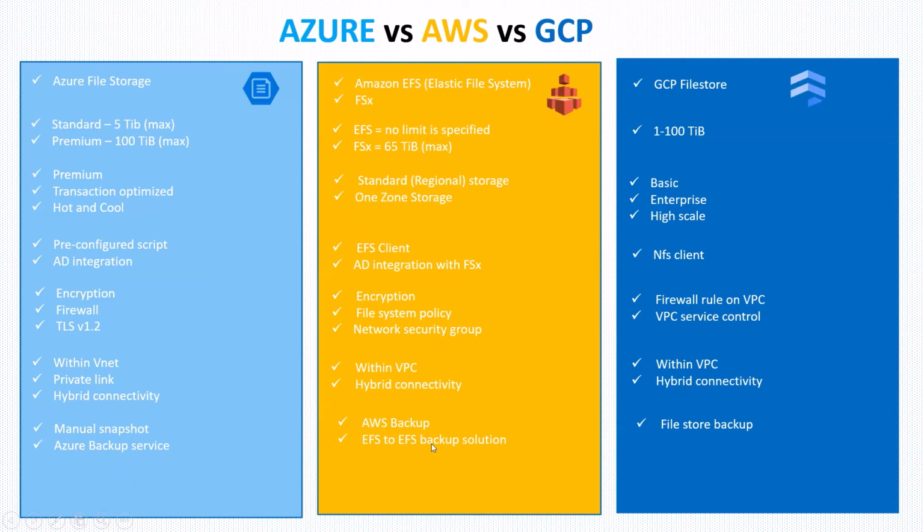Similarly, in AWS, there is the AWS Backup service which can be used for backup, and you can also use the EFS to EFS backup solution. And for GCP Filestore, they have given an additional backup service which can take your Filestore backup.